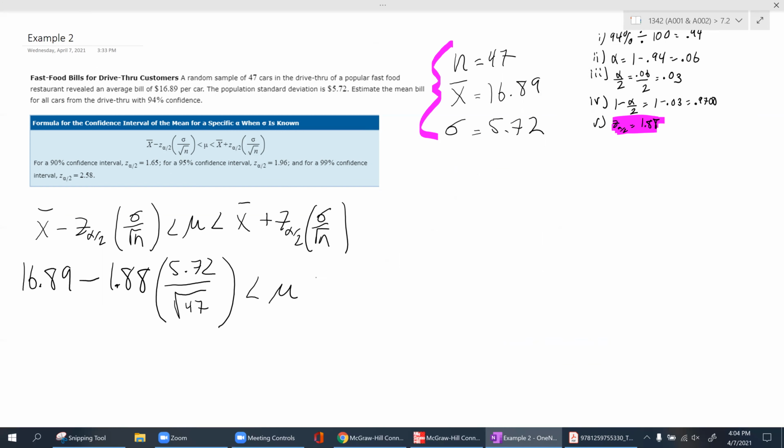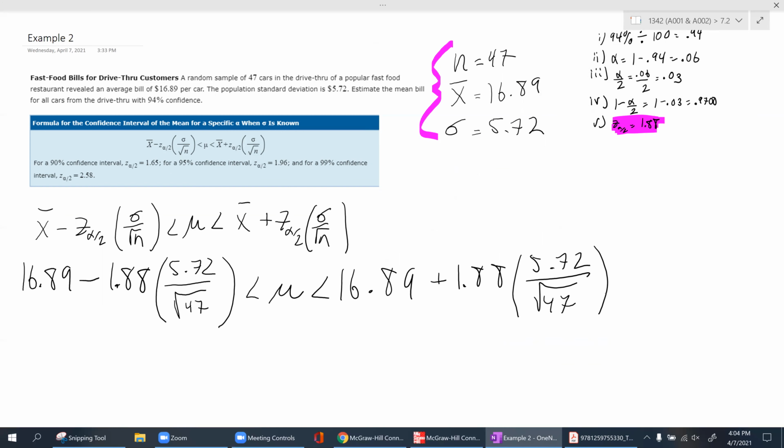It is less than mu, less than the same thing, right? So in other words, it's going to be the exact same thing. The only thing that you're changing are those bounds. The one is going to be to the left and one is going to be to the right, and that's differentiated by that plus or minus. Those final answers are going to be different.